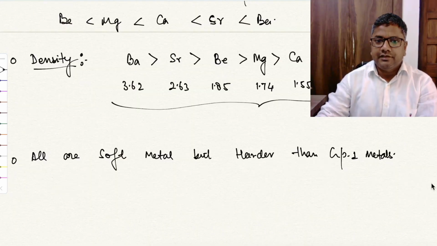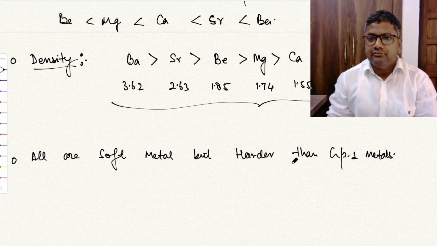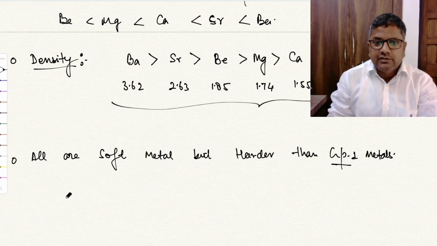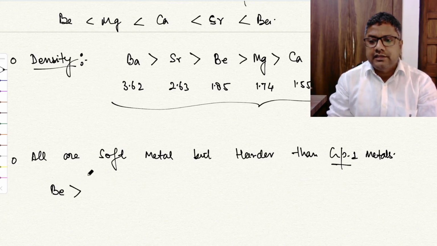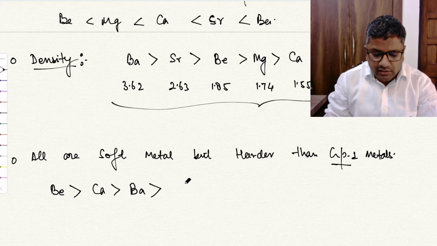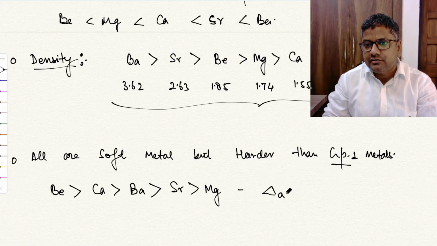Now see, all are soft metals but harder than group 1, and if you compare in the same group, you will find that beryllium is the hardest, because the enthalpy of atomization is highest for beryllium. After that you will have calcium, then barium, and then strontium, and then magnesium. This is the order of enthalpy of atomization.